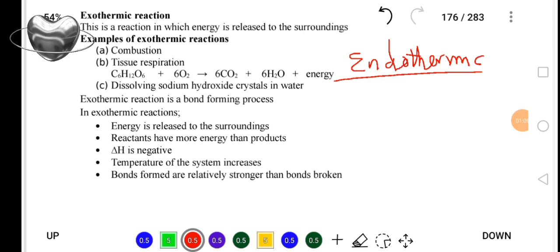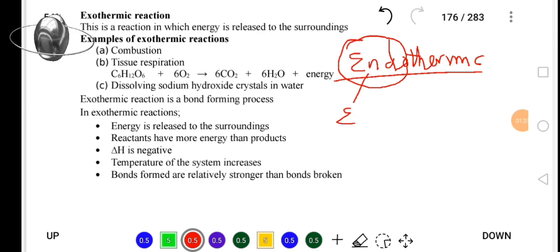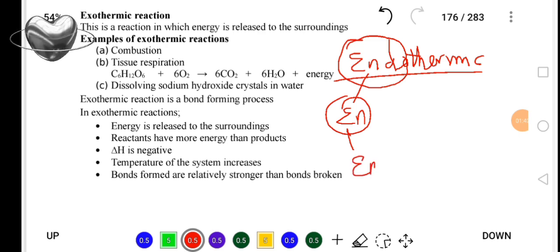I divided the suffix from the prefix of this term, endothermic. The prefix here, endo, is having en. This en can be concluded to come from the word enter. Therefore, we concluded that the prefix endo means to enter.